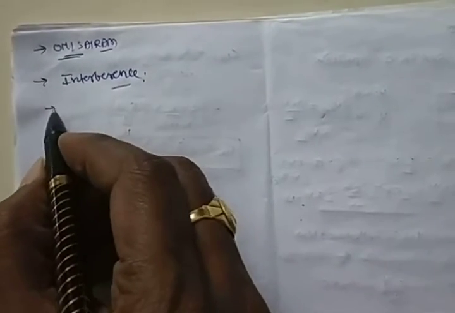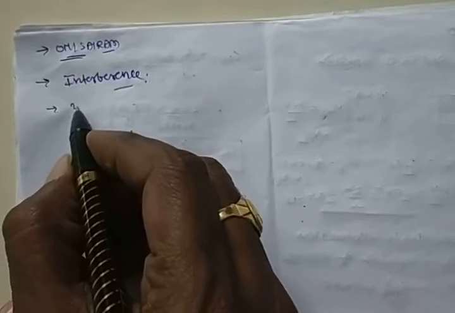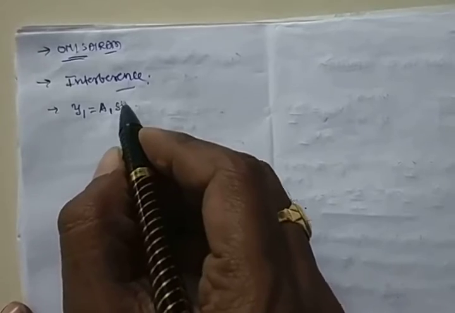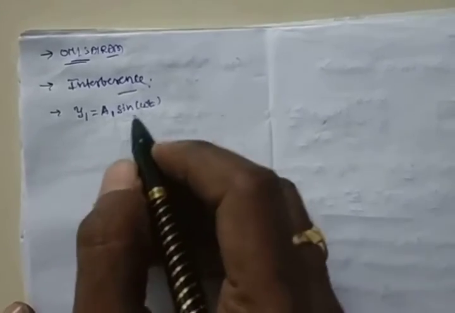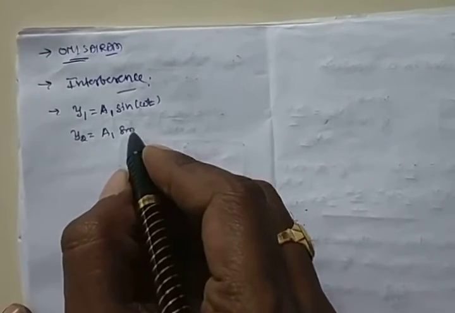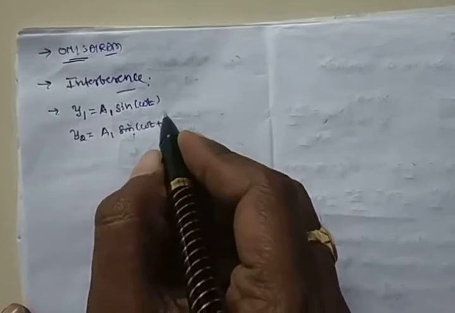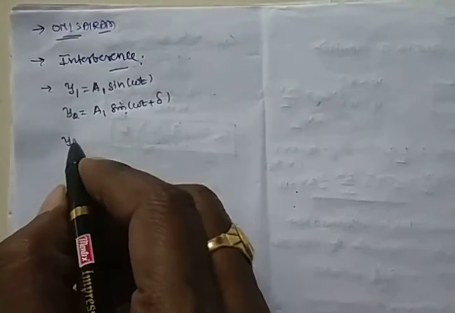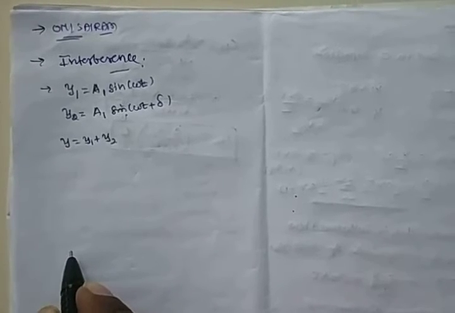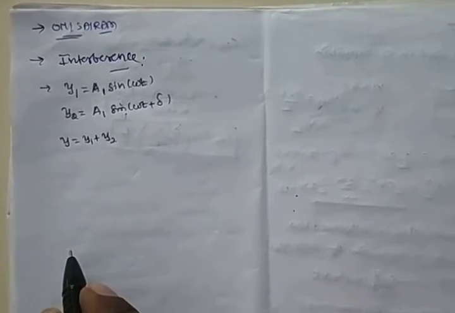Interference can be defined as follows. For the formation of interference, let us consider two sources, y1 equal to a1 sin omega t and y2 equal to a1 sin omega t plus delta. So to get the resultant, from the principle of superposition, the resultant displacement is equal to the sum of the individual displacements.